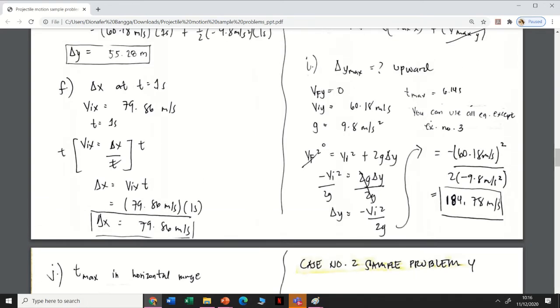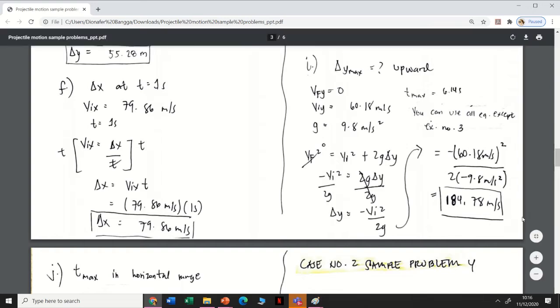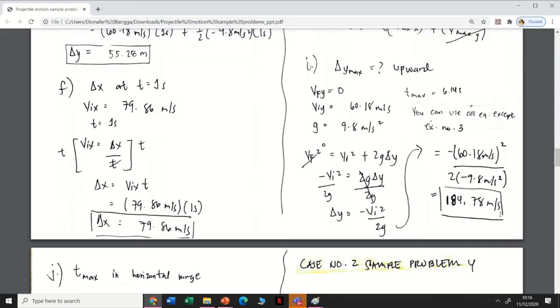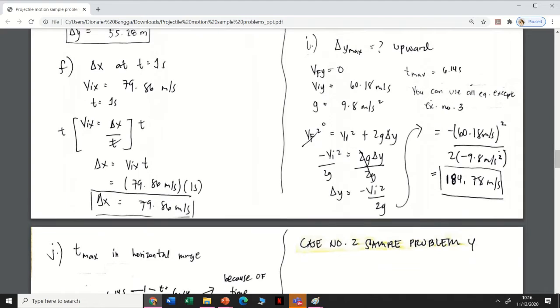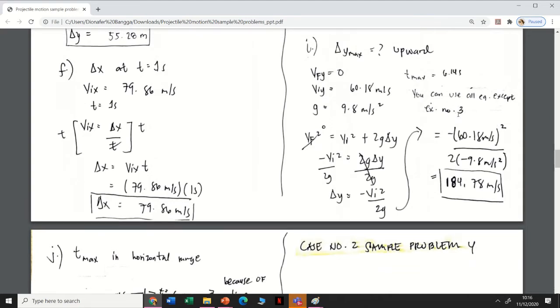Sorry, it should be meters only, since we are looking for the height, not velocity. Sorry, that's another thing that you would have to correct. So kindly correct this one on your reference if you're going to print this out or if you downloaded it. Just kindly take note that it should be in meters. And another thing in here is that you can use all of the equations except number 1.